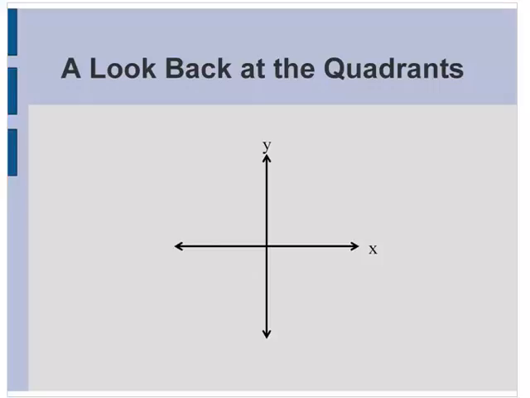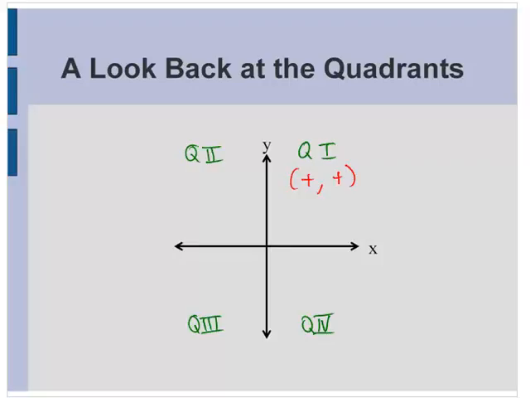So let's go back for a moment to the quadrants. Recall, I labeled these, and I'll just use capital Q, as quadrant 1, 2, 3, and 4. Now, to get to any point in the first quadrant, I would have to have a positive x value and a positive y value. So any point in the first quadrant would look like positive, positive.